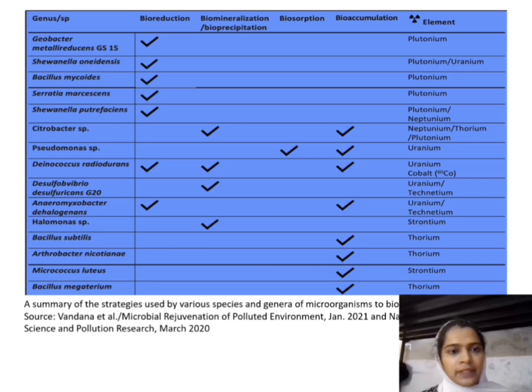From this table, we can say that Geobacter can be used for the bioreduction of plutonium, and Bacillus mycoides can also be used for the bioreduction of plutonium. Pseudomonas species can do bioabsorption and bioaccumulation of uranium. At the same time, Bacillus subtilis can do the bioaccumulation of thorium. This is an overall table of bioreduction, biomineralization, bioabsorption, and bioaccumulation, and the bacteria which can do these procedures to eliminate elements like plutonium, neptunium, thorium, etc.